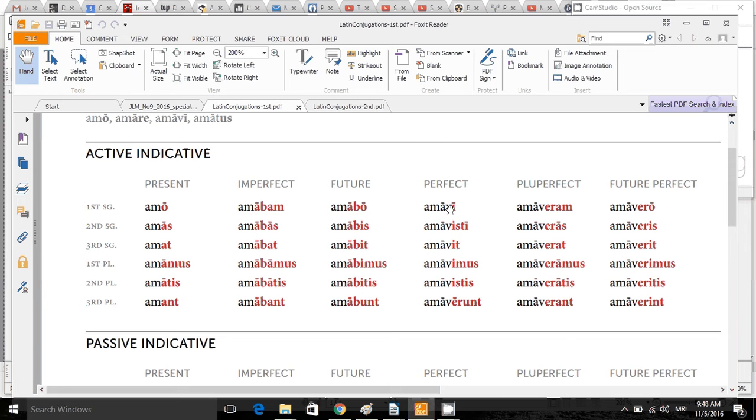The perfect has a new stem, amav or laudav. We use laudo as our paradigm verb. So you take that perfect stem and then you add i, isti, it, imus, istis, erunt. The pluperfect is the perfect stem plus the imperfect forms of the verb to be: eram, eras, erat, eramus, eratis, erant. Future perfect similarly is the perfect stem plus the future forms of the verb to be: ero, eris, erit, erimus, eritis, erunt. So we learned all those for the first conjugation, verbs like laudo and amo.